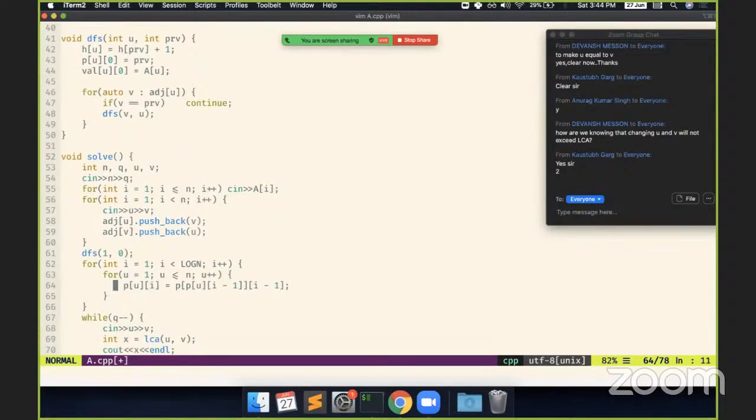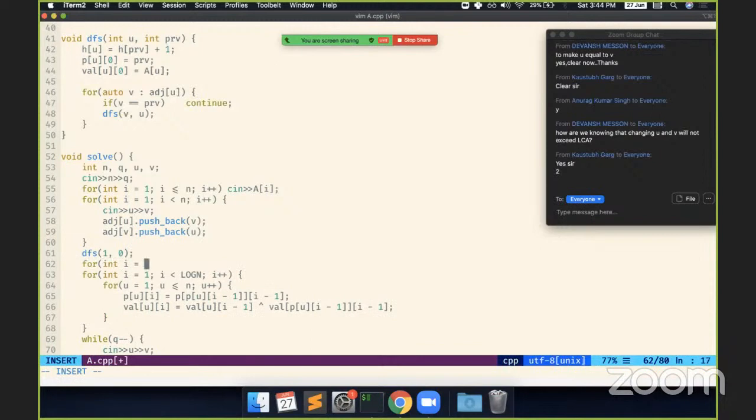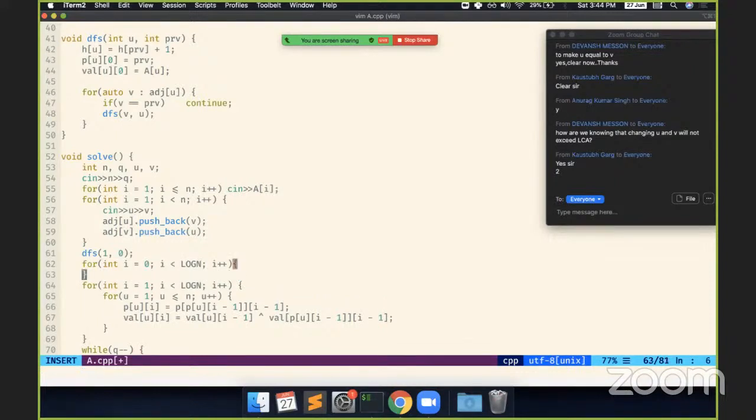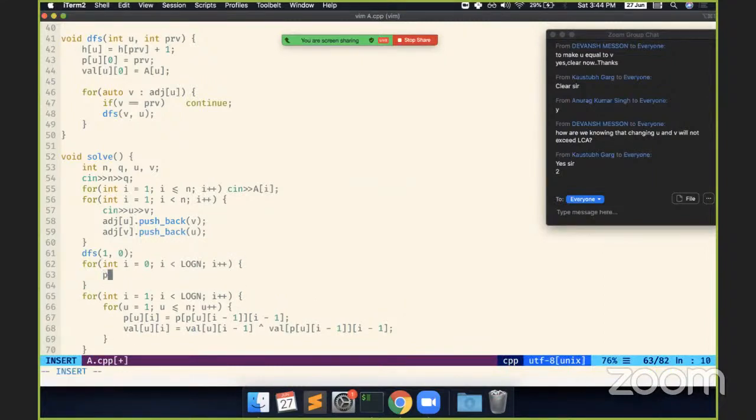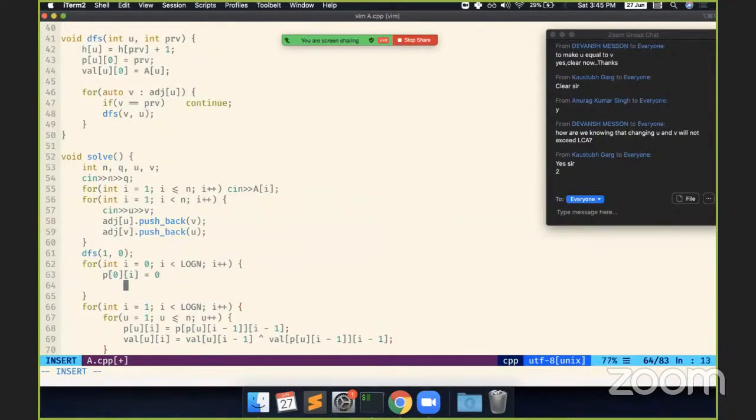Now here, we were calculating this value, right? We'll also calculate value I, which is max. Okay, in that question, I was doing max. Here we'll do XOR because the question is asking us for XOR. So XOR is this thing. Correct? Also make sure that, this is an important thing. P0i is equal to 0 and val 0i is equal to 0 also.